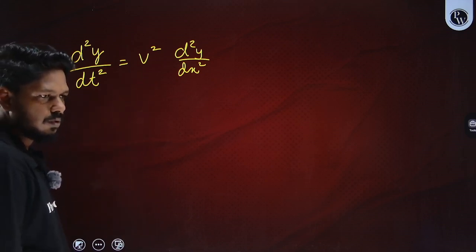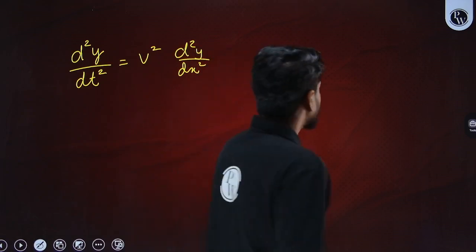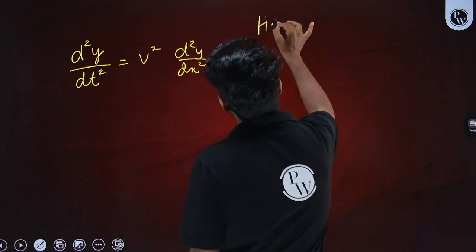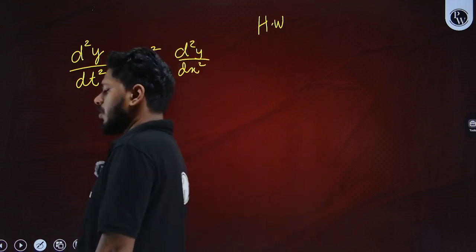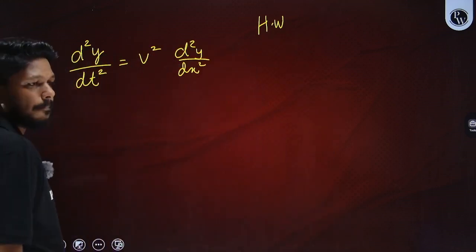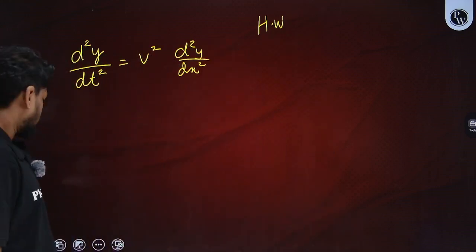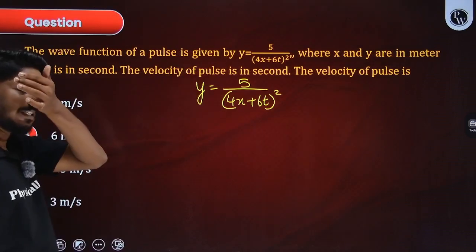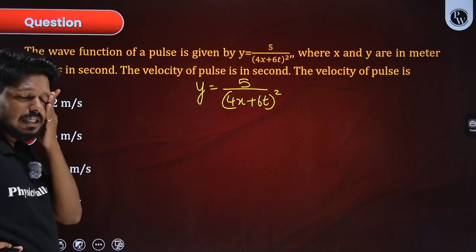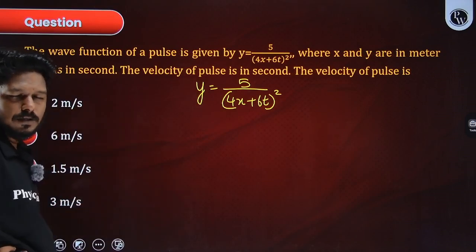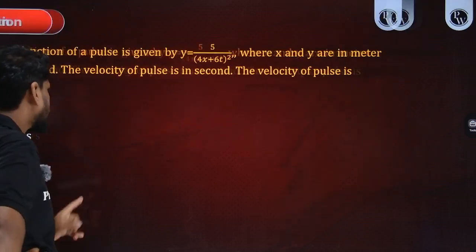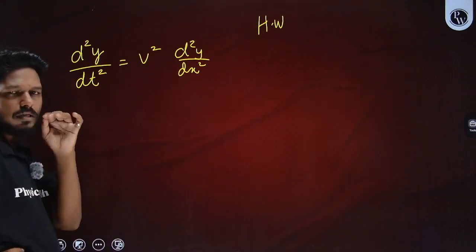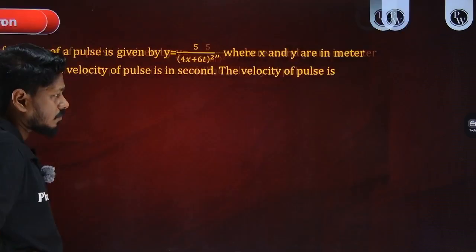So we don't have enough time. Therefore, I suggest you to take this as homework. Try to solve this question as homework, you will get the answer. You need to double differentiate this equation. If you are differentiating this equation twice with respect to time and with respect to x, just substitute it over here. You can easily find the velocity.